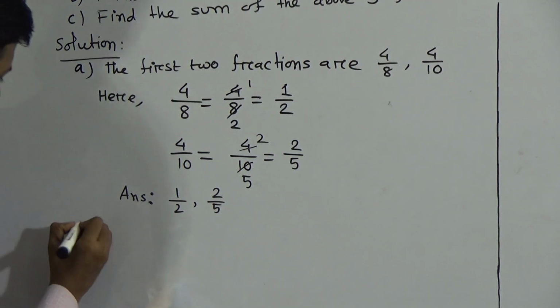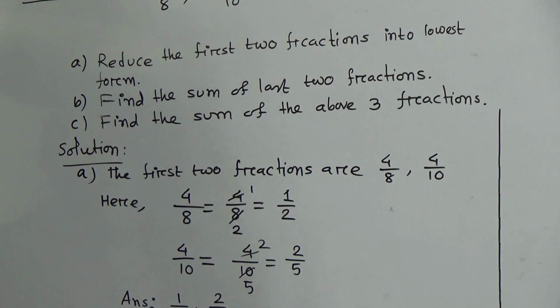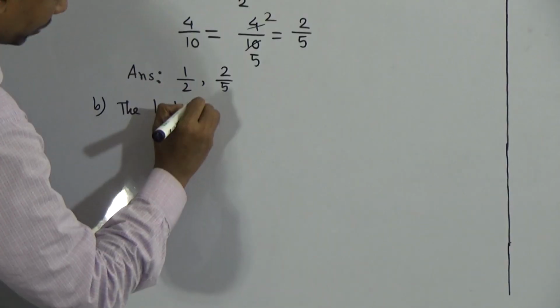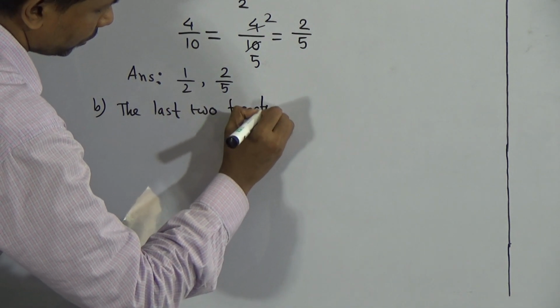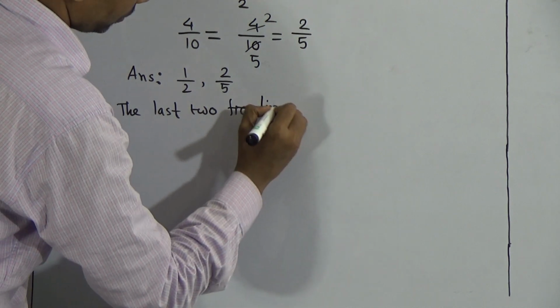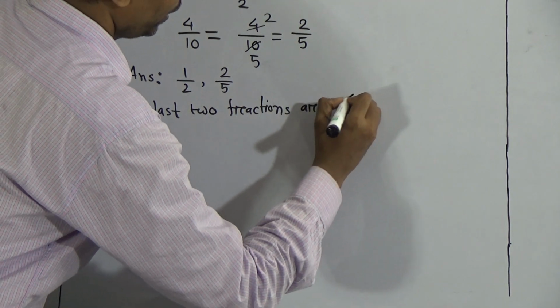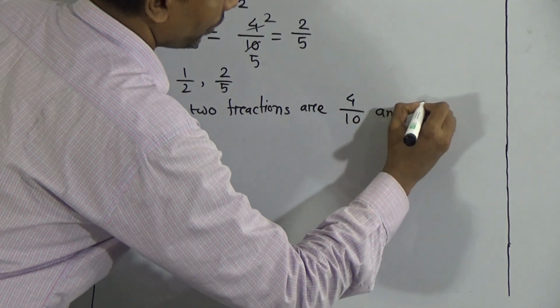Okay student, now I will solve B number questions. Look, find the sum of the last two fractions. Okay student, write the last two fractions are 4 by 10 and 4 by 20.